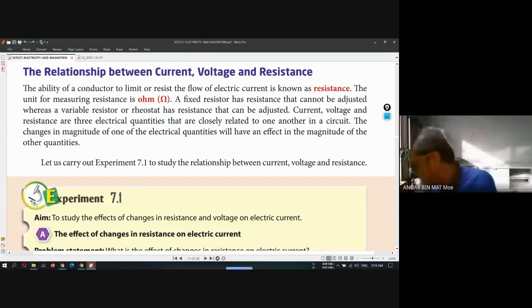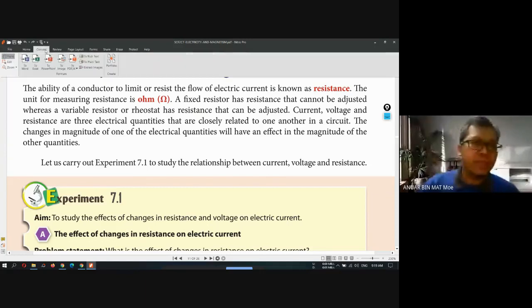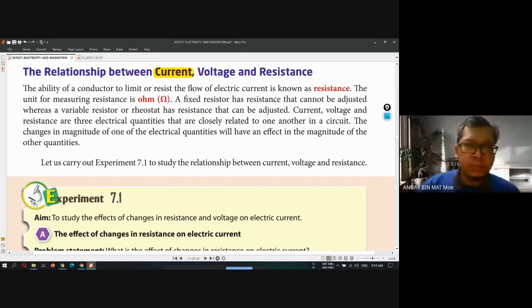So you can later, like usual, refer to your textbook also. This is page 150. The topic for today is the relationship between current, voltage, and resistance. The relationship between three units used to measure the quantity of electricity: current, voltage, and resistance.